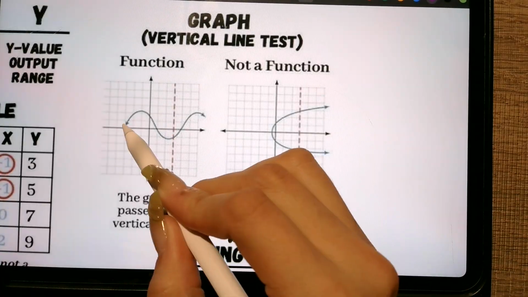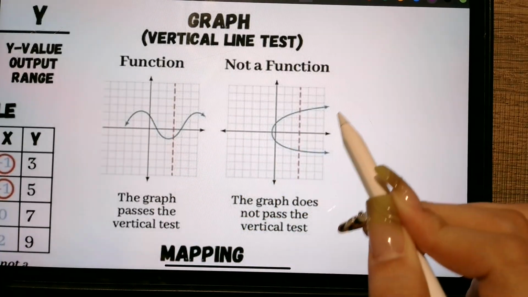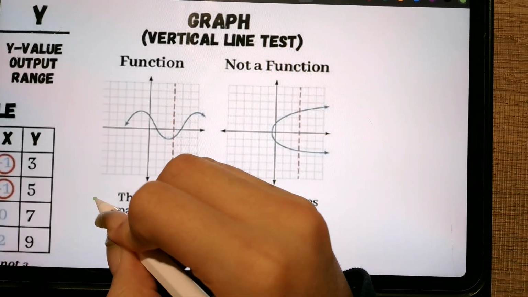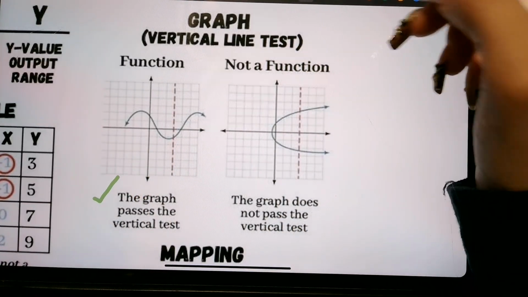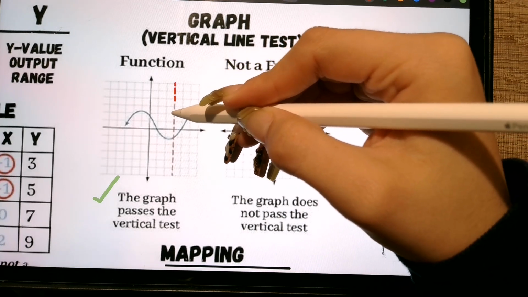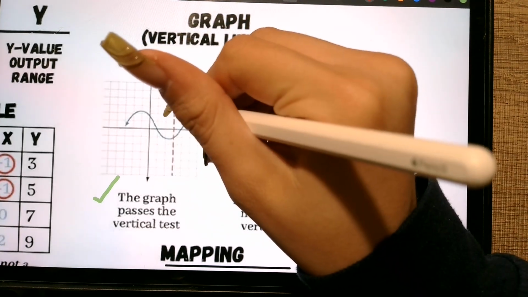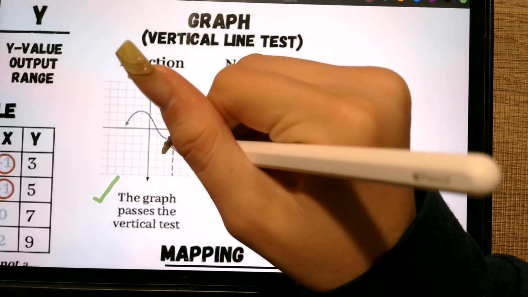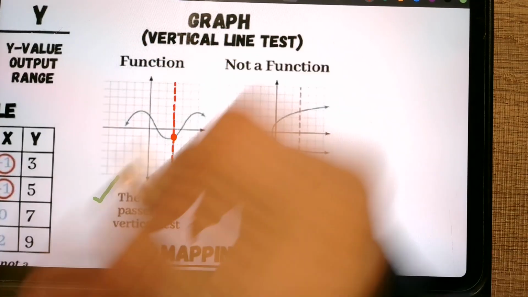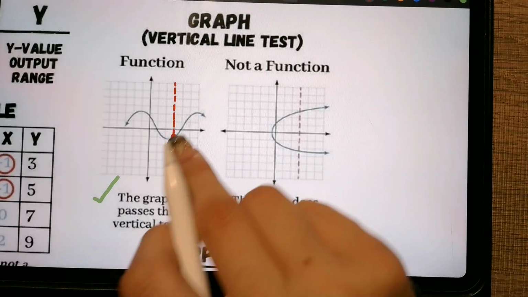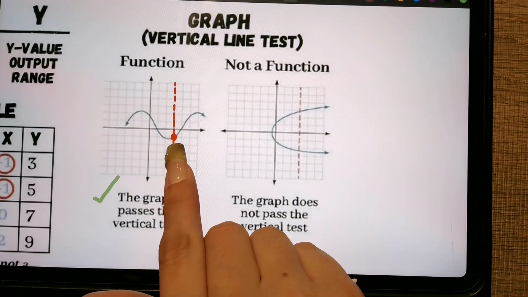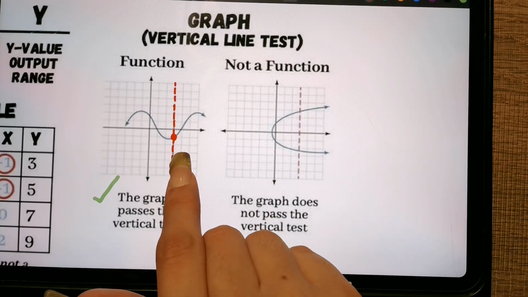So here we have this line right here, this one right here. On this side, we have an example of yes, this is a function, because if you look closely at this vertical line that they did right here, all the way down, the vertical line only hits our graph one time, or our original line one time. So this is good. This means that for this input of x, we have one y value as an output.